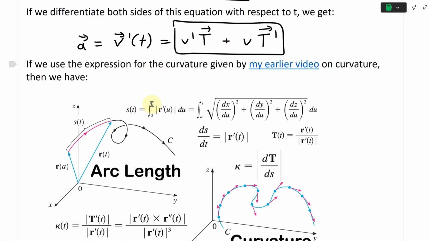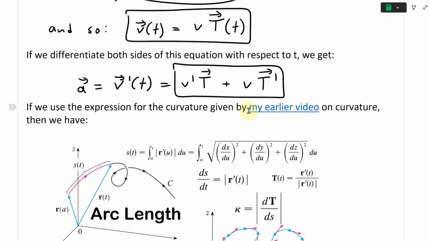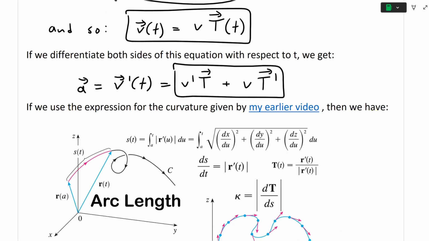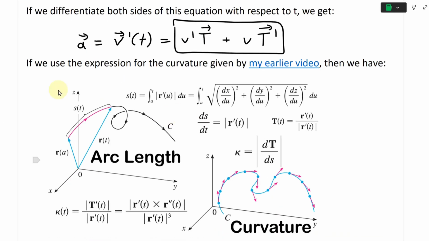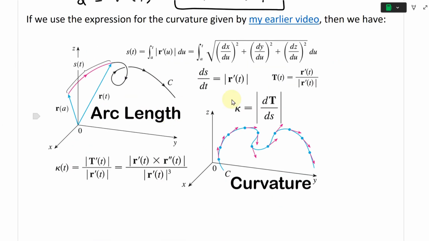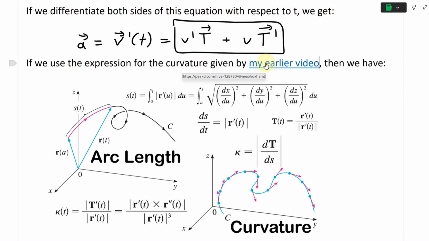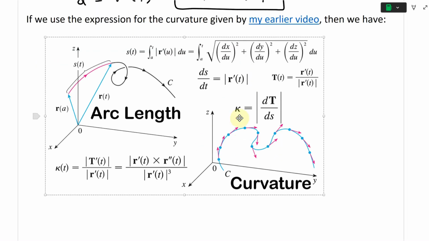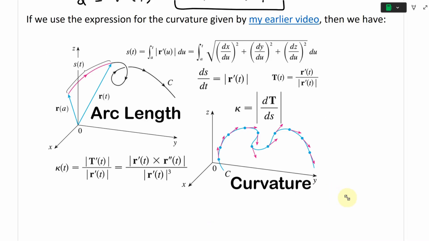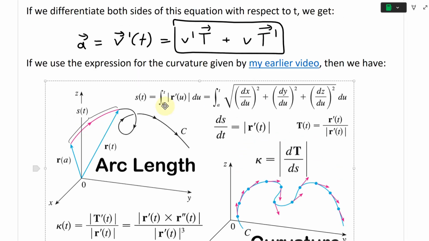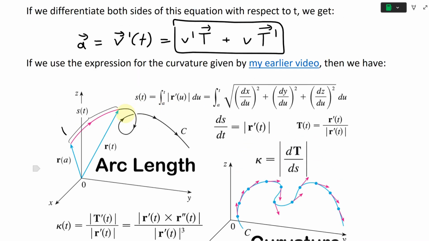If we use the expression for curvature given in my earlier video on curvature, here's a recall from my earlier videos, with a link to it. There's also a link to the notes, and if you scroll all the way to the bottom, you get all the thumbnails for this section's playlist. There's the arc length, and there is the curvature. So if we have the arc length like this.